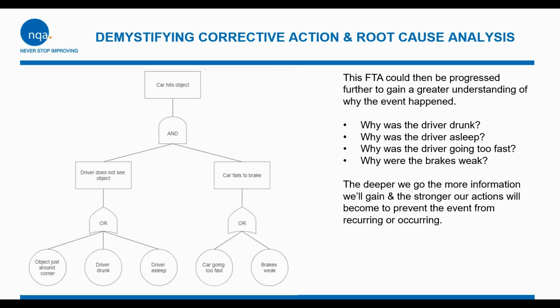So in this instance, a car has hit an object and it was because the driver did not see the object, or the car fails to brake. So why didn't the driver see the object? Object was just around the corner, or the driver was drunk, or the driver was asleep. Car fails to brake because it's going too fast, or the brakes are weak. So this FTA could then be progressed further to gain a greater understanding as to what's occurred.